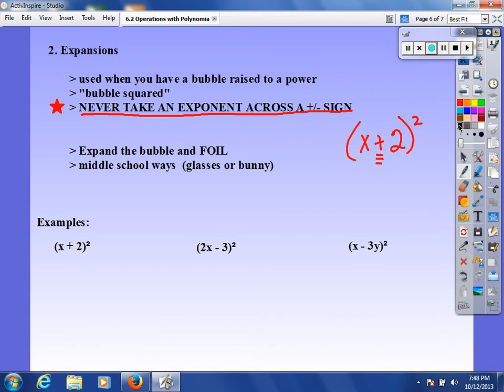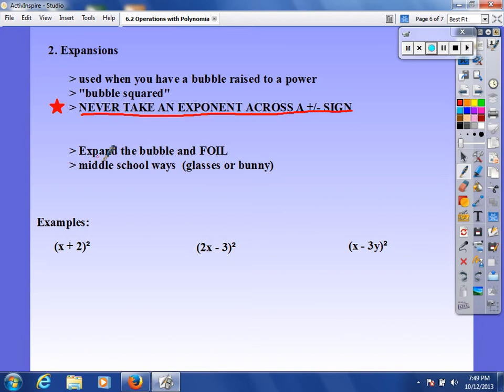I always make students, if they do that, bring in snickerdoodles for me, because that's the cookies I enjoy. So if you end up trying to do it like this, where you go, it's x squared plus 4, I just squared the x and squared the 2. Unfortunately, that is not right, and you're going to be owing me some snickerdoodles. So hopefully you don't make that mistake, so you don't have to bake anything for me. But you need to keep that in mind. Never take an exponent across a plus or minus sign. That's just something that's going to keep popping up. Don't confuse it with your exponent properties.